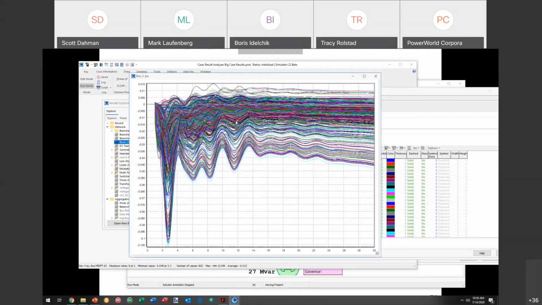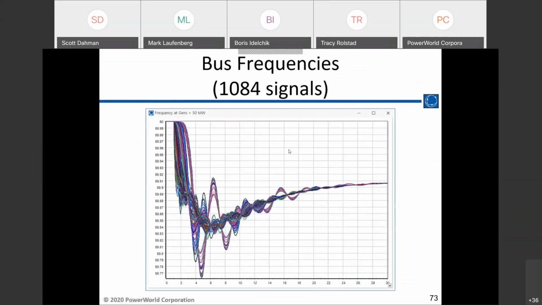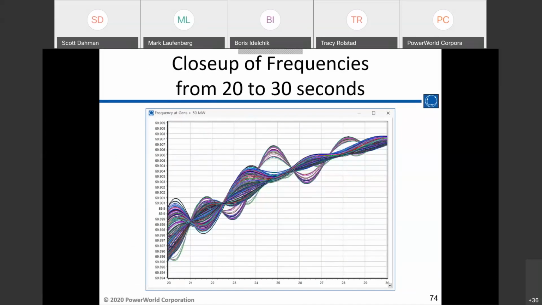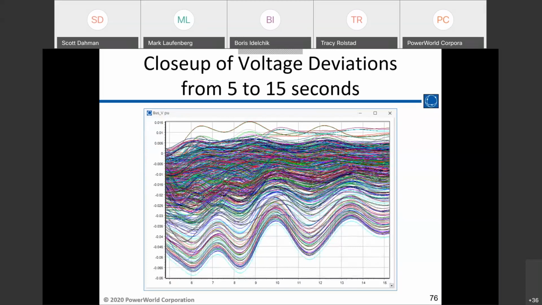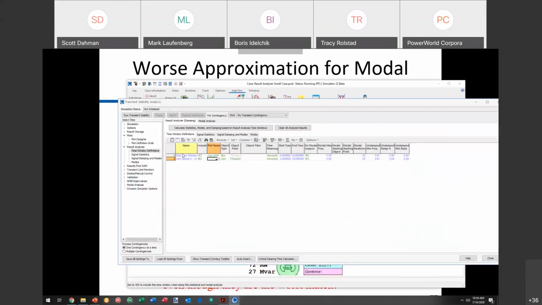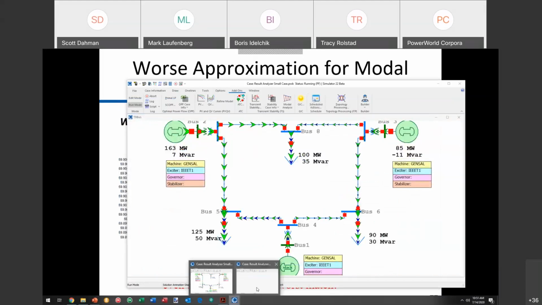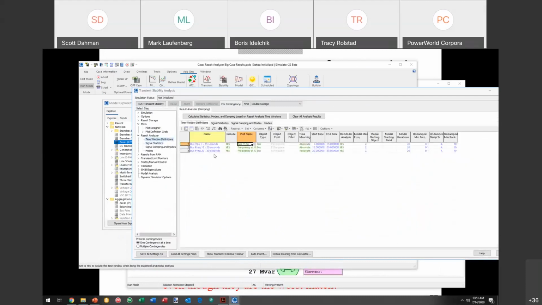So there are your bus voltages in response to this fault, or not fault, in response to these 2 generators tripping. So we're going to look at the frequency analysis for these things over a window. We're going to look at frequencies from 20 to 30 seconds, and we're going to look at voltage deviations from 5 to 15 seconds. All right, so come over here to the result analyzer.